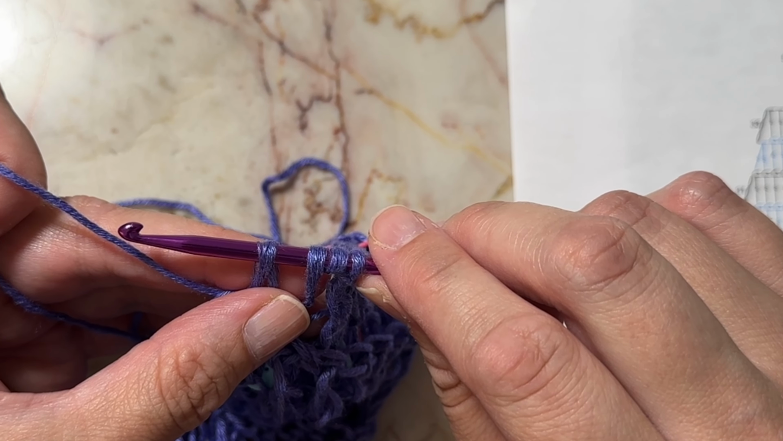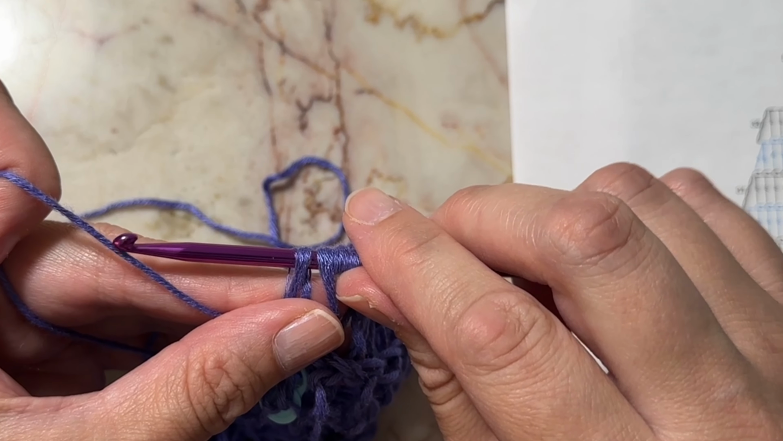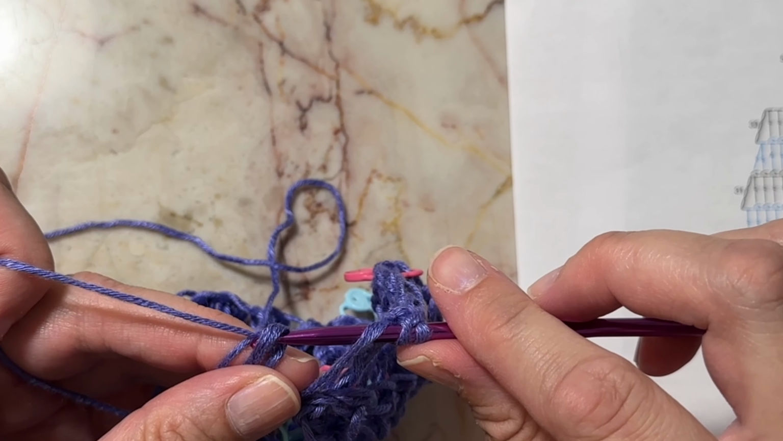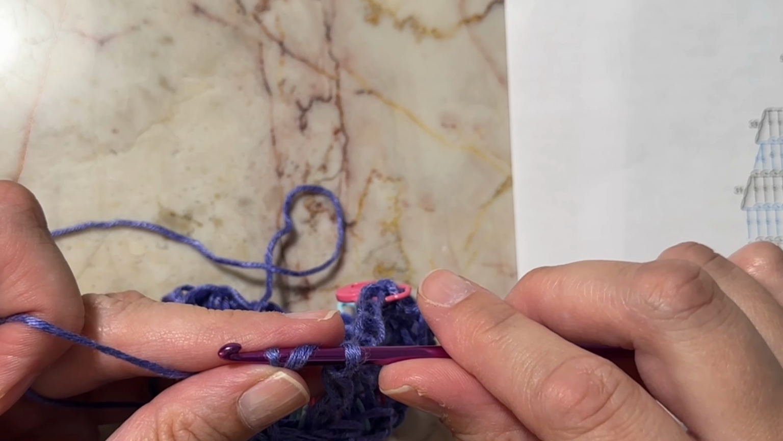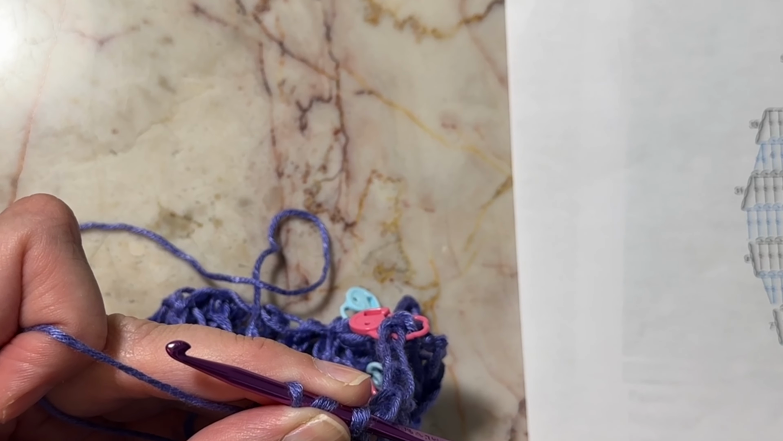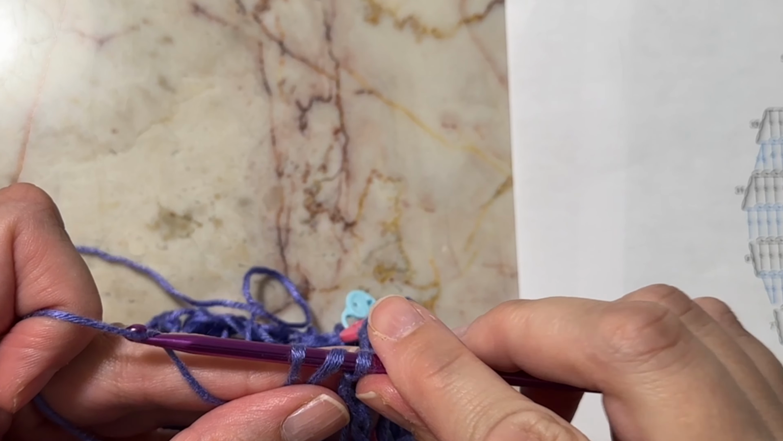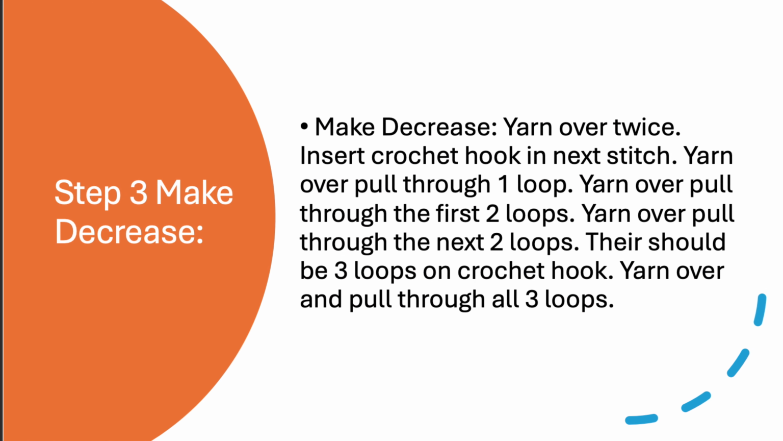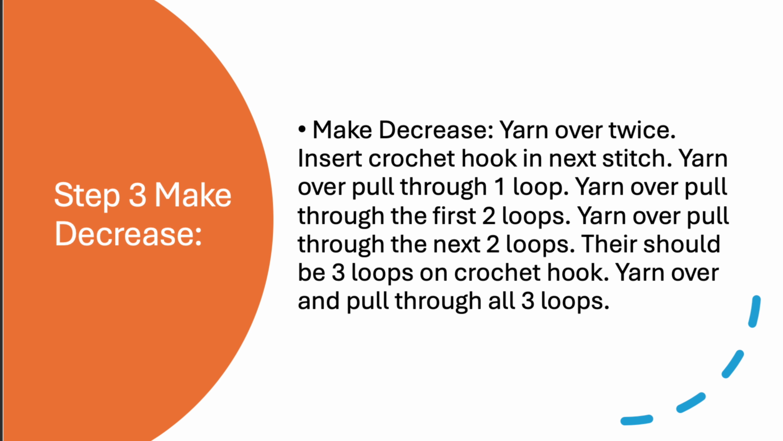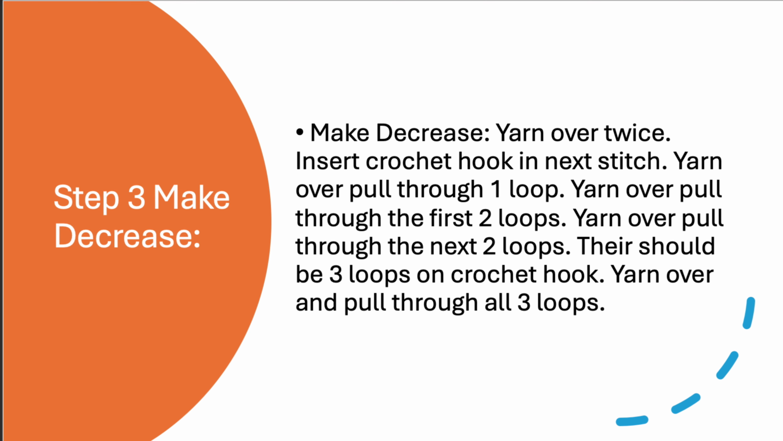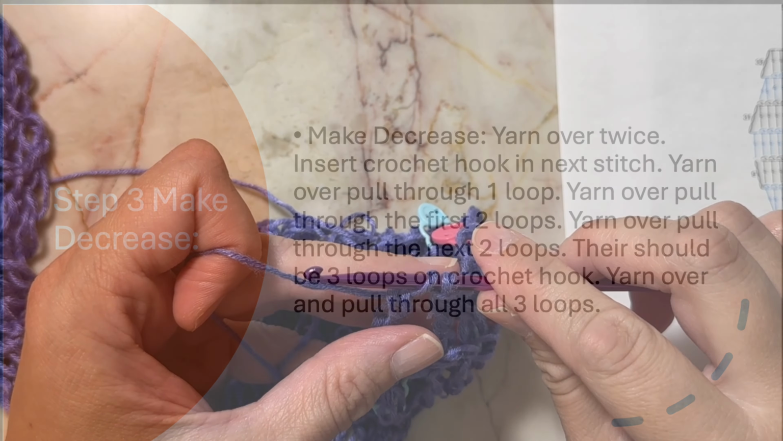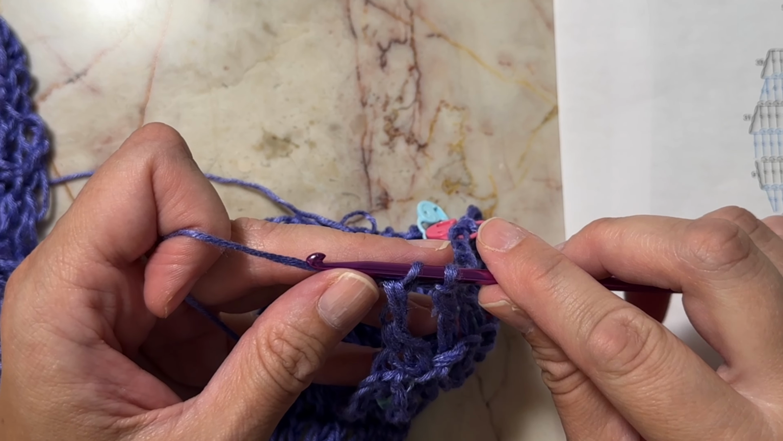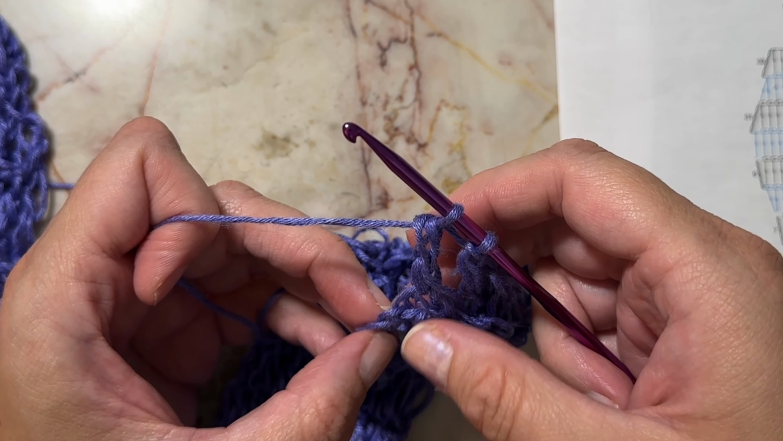Now we're going to yarn over and pull through the first 2 loops. Now we're going to yarn over and pull through the next 2 loops as if we were doing a regular TR stitch. And now we have 2 loops on the hook, but we're not going to finish this stitch. We're going to make our decrease.